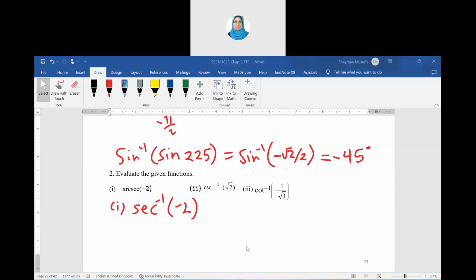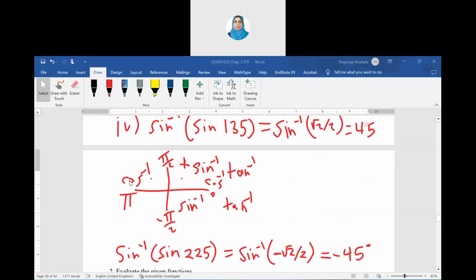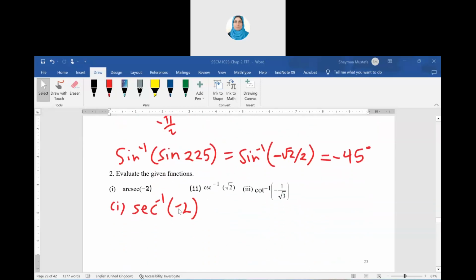Sec inverse of minus 2. Oh, sorry. Now this one, minus 2, is a negative value. So sec will follow cosine, because sec is 1 over cos. So sec and cos are the same. For a negative value, I have to choose my angle from the second quadrant for cos.